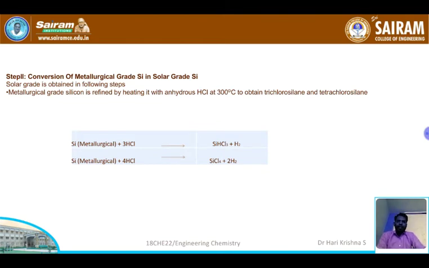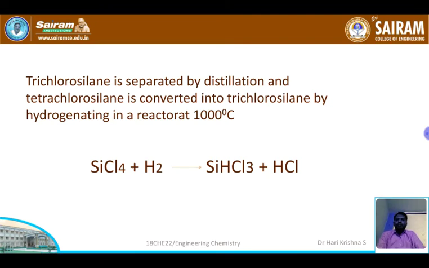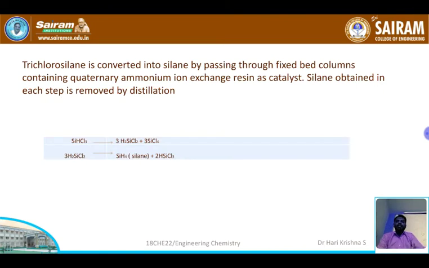The trichlorosilane thus obtained is hydrogenated further to get tetrachlorosilane. Next, the trichlorosilane is separated by distillation, and tetrachlorosilane is converted into trichlorosilane by hydrogenation at 1000 degrees Celsius.